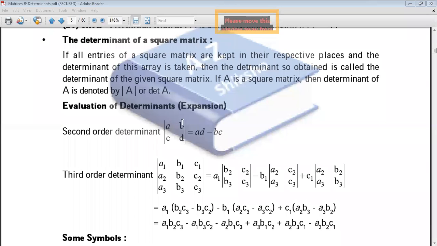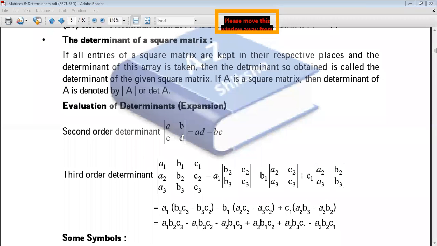Okay. See, on the right-hand side, how it is AD minus BC. The question is: how can you expand a second order determinant? This A, B, C, D are nothing but the elements. What are the elements of the first row? A and B. The elements of the second row are C and D.